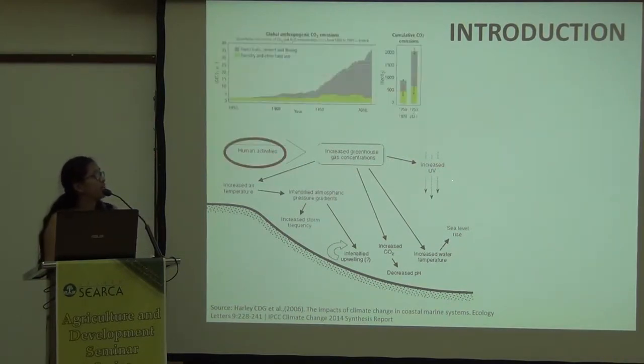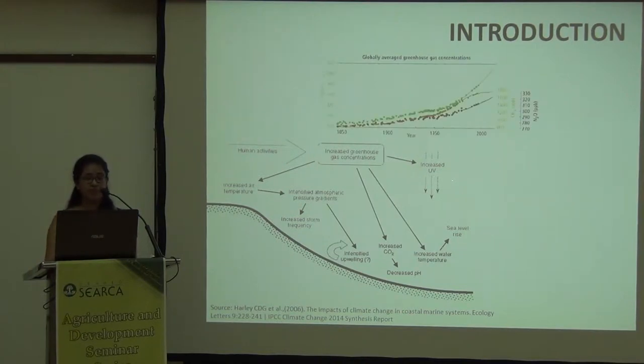So with human activities, there's an observed increase in global anthropogenic carbon dioxide emission. Carbon dioxide is, by the way, one of the greenhouse gases. So with human activities such as fossil fuel burning and deforestation, there's an observed increase in the emissions of carbon dioxide. From 1850 up to 2000, you can see that there's an increasing trend. And this, in turn, affects the global average greenhouse gases concentration.